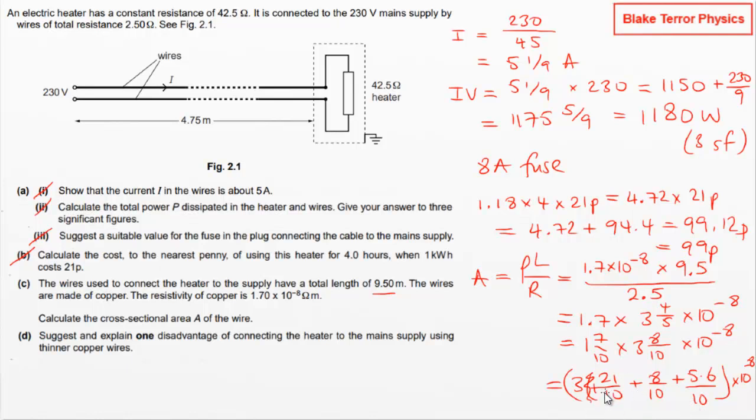So yeah, over 10, what's that? 29 is 30, 34.6 plus the 3, so 6.46 times 10 to the minus 8 meters squared. Well, we have got 3 significant figures on all of these things, so let's keep it at 6.46 times 10 to the minus 8.